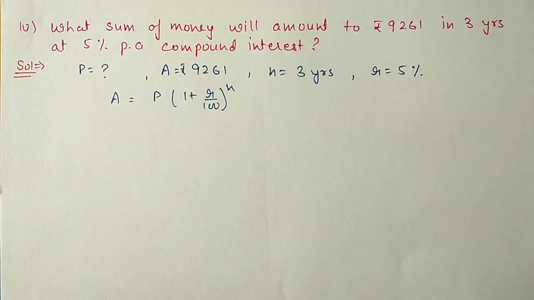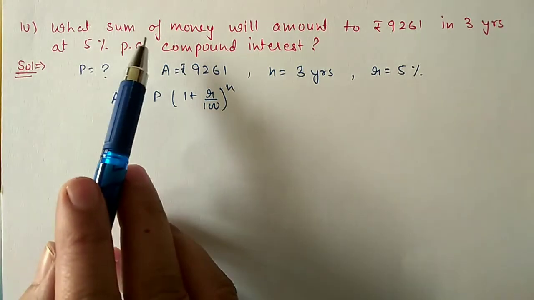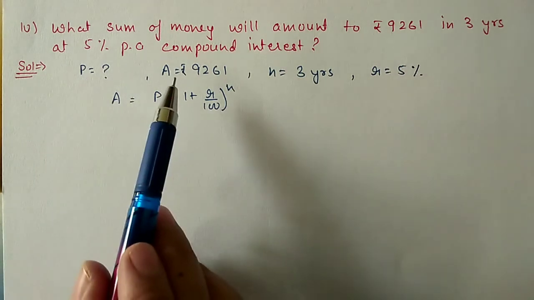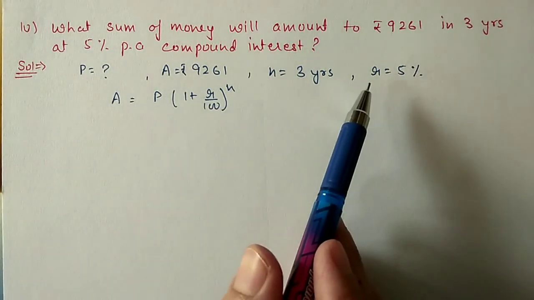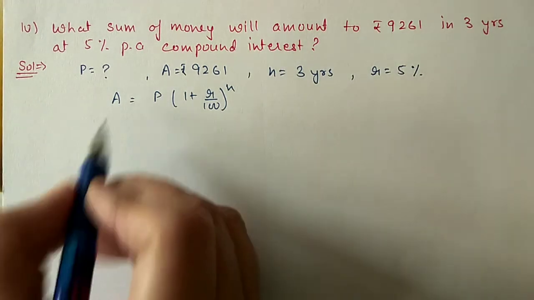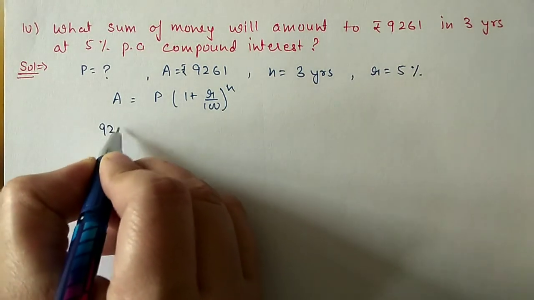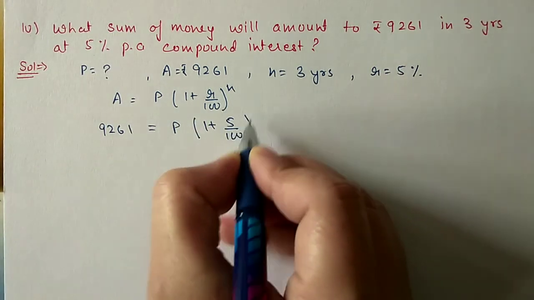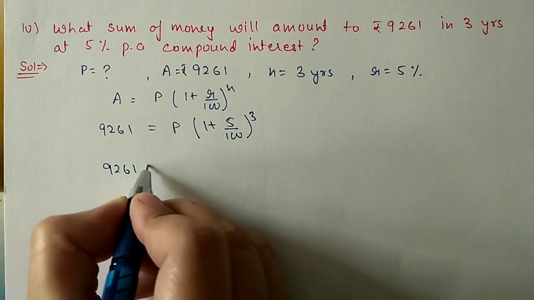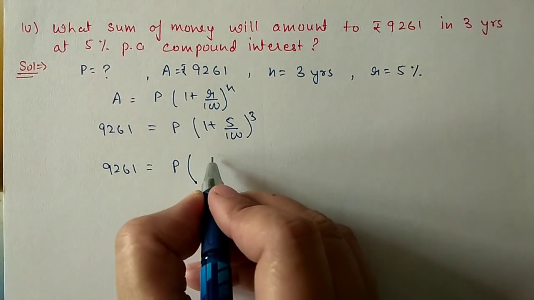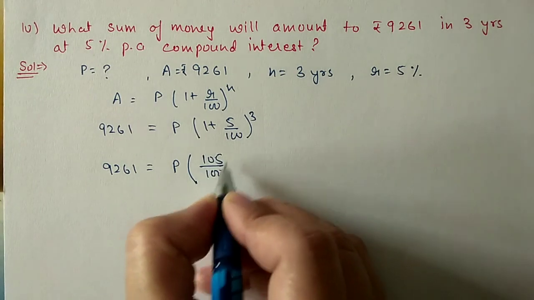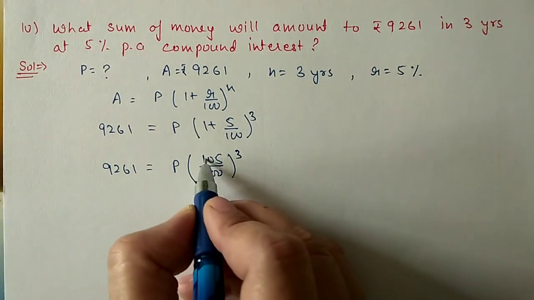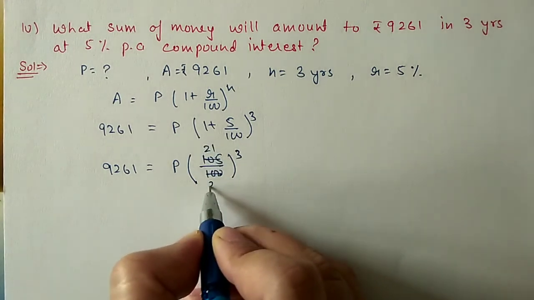Next question number 10. What sum of money will amount to 9261 rupees in 3 years at 5% per annum compound interest? So what sum of money means, we have to calculate the principal. The amount is given, time is given, and rate of interest is given. We will use the same formula here. Substitute the values. Amount 9261 is equal to P, 1 plus 5 by 100 to the power 3. After simplification we will get 105 by 100 to the power 3.